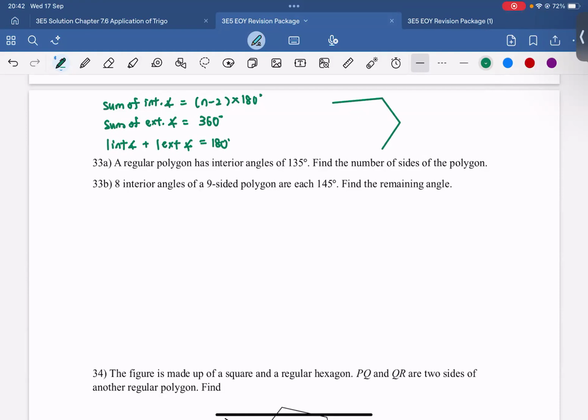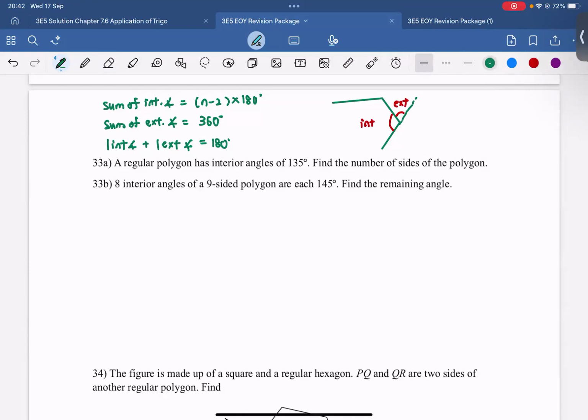Where is the exterior angle? This is the interior angle. Where's the exterior angle? This is not the exterior angle. The exterior angle, you need to extend the straight line, draw a dotted line out. This is the exterior angle. That's why they add up to be 180 degrees.